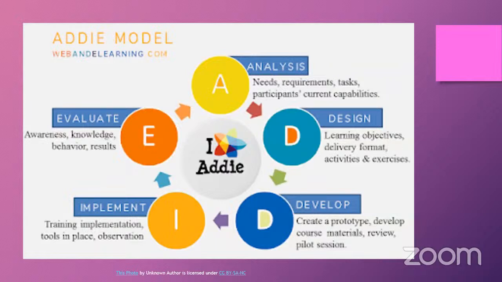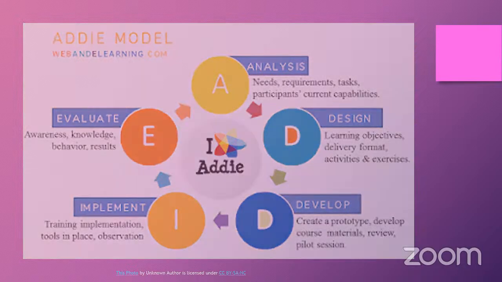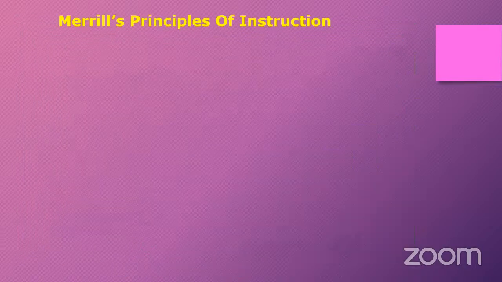Did everybody understand? Come on, class. I am teaching you the ADDIE model. Did you understand? You have to write yes or you have to write no. If it is yes, okay. Everybody understood. I am teaching very nicely. Okay. Now we go to the next concept.